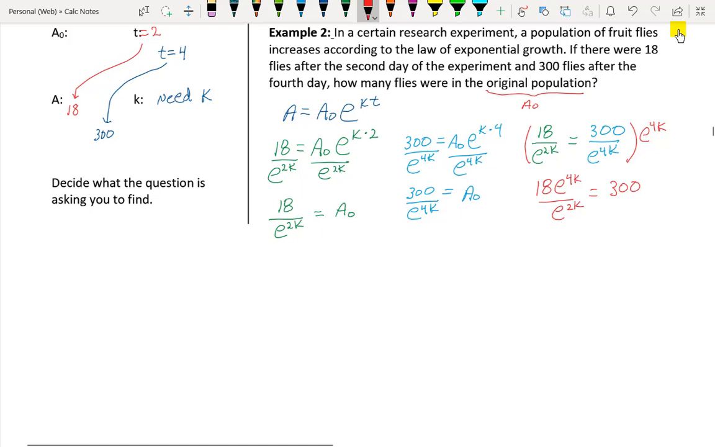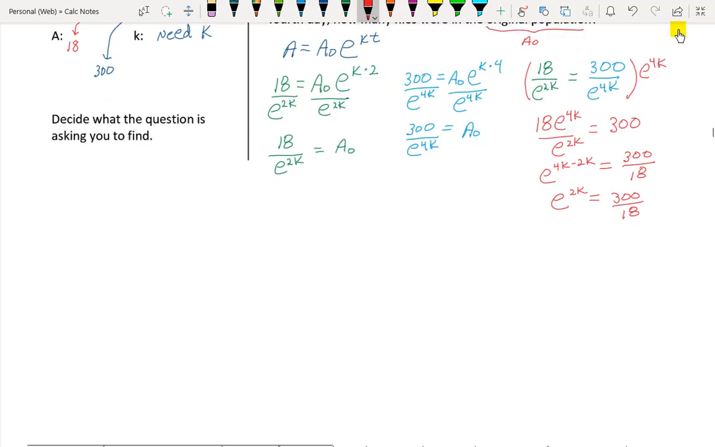So the right side is going to be 300 divided by 18. And we'll simplify that later. But on the left side, I've got e to the 4k over e to the 2k. This is an exponent rule. Whenever you're dividing bases that are the same, you can subtract the exponents. So the left side is e to the 4k minus 2k, which just leaves me e to the 2k. And e to the 2k is equal to 300 over 18.